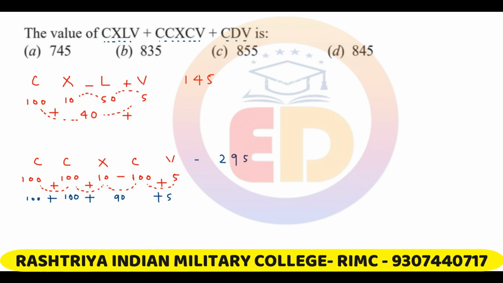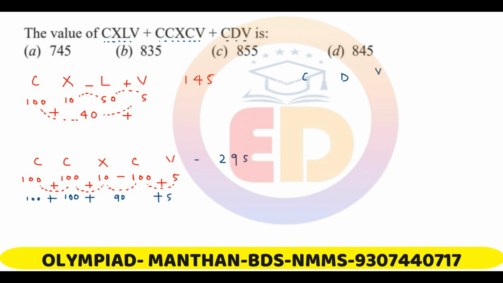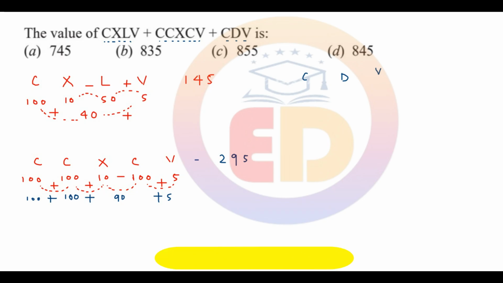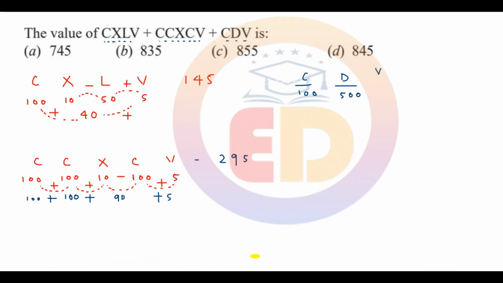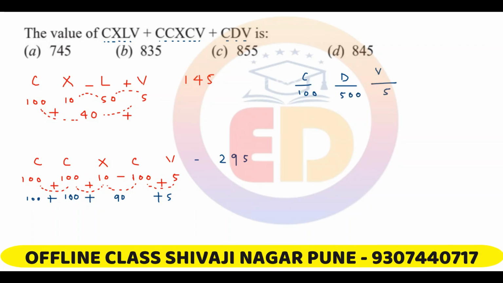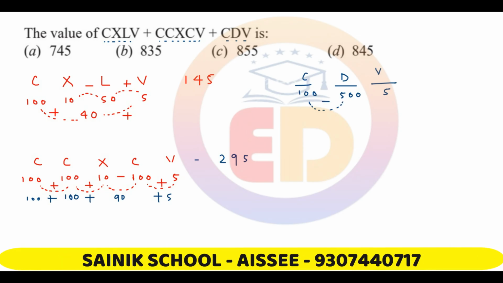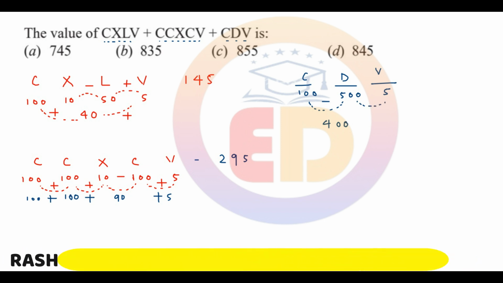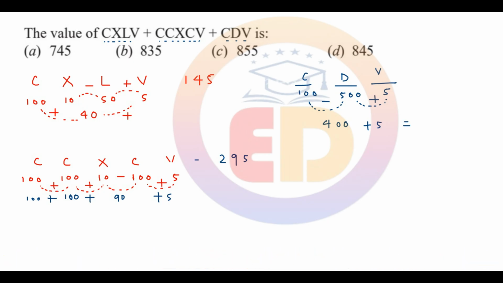Finally we have CDV. The value of CDV: C is 100, D is 500, V is 5. After a smaller symbol 100 comes a bigger symbol 500, so here we have to subtract. 100 minus 500, this is 400, and after 500 is a smaller symbol 5, so we have to add, 400 plus 5, it is 405.